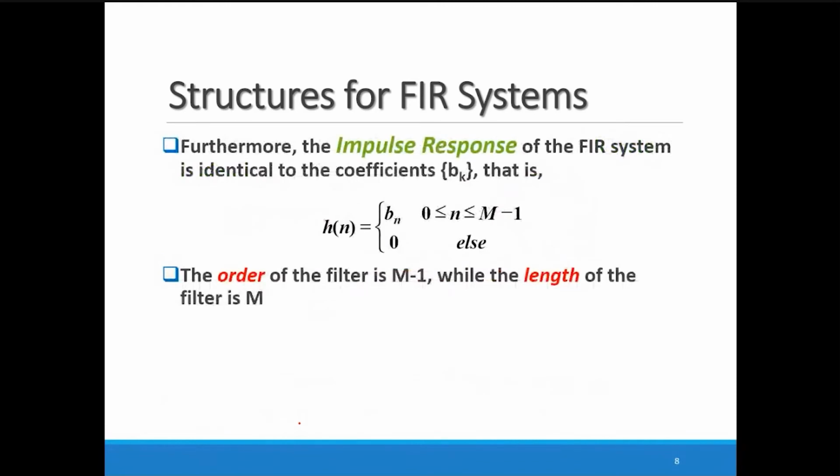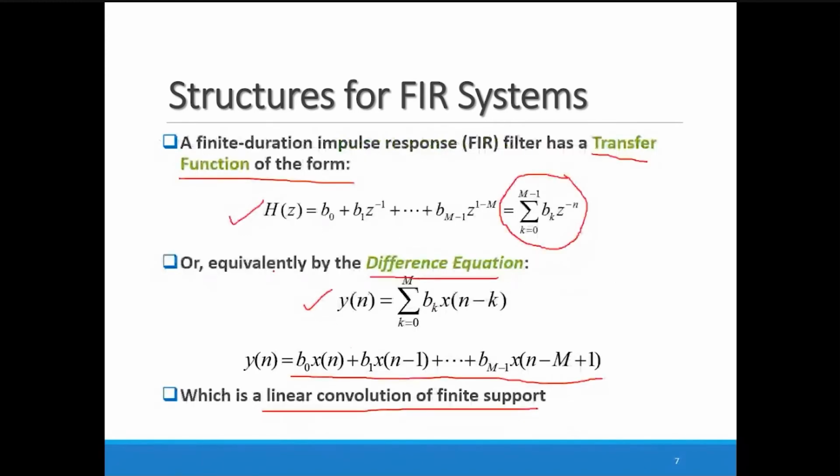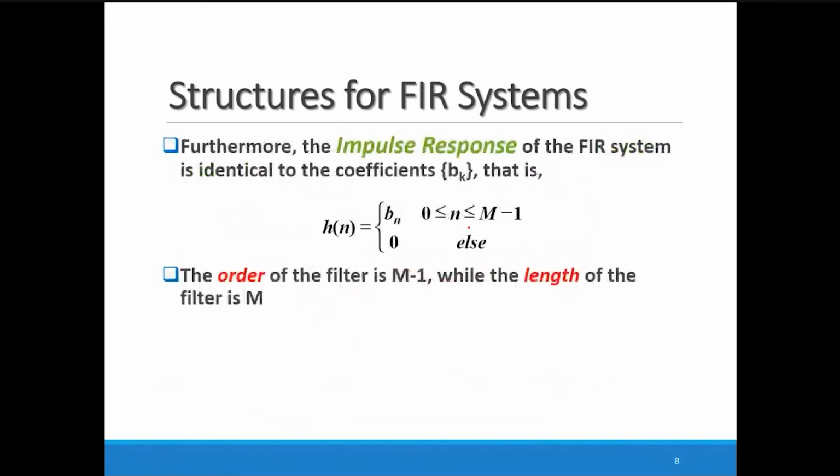Okay, so the impulse response of the FIR system is identical to the coefficients. As we have seen, H of z has the coefficients b0, b1 and up to b(M minus 1). So whatever impulse response we get for the FIR system is identical to the coefficients b_k. So what happened? h of n is nothing but the same as b of n for the values 0 to M minus 1. For the remaining values it is 0. So now we can say h of n is the same as b of n.